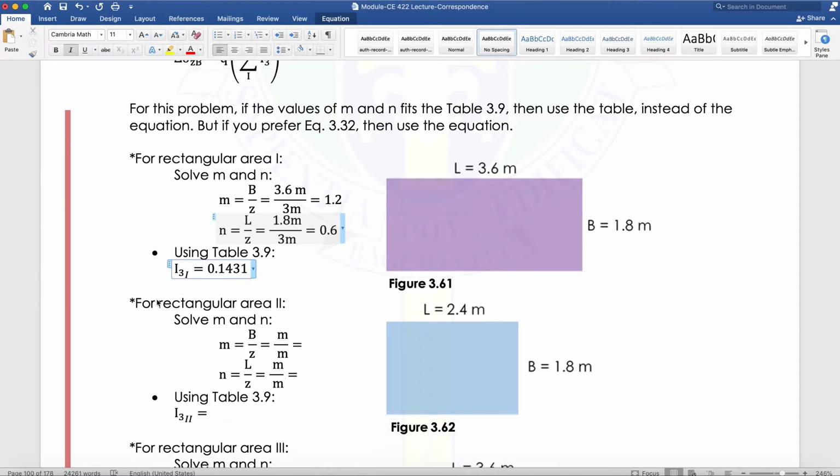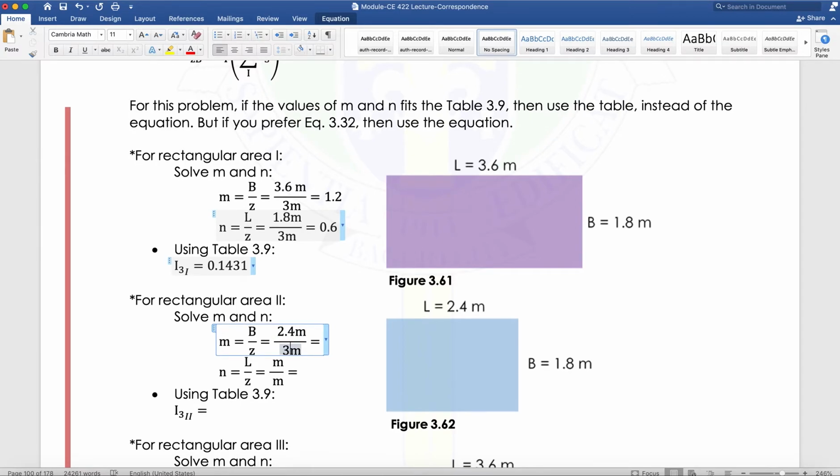Okay. Next, for the rectangular area of number 2, we have 2.4 for b over z divided by 3. So, follow along with me on the calculator. Alpha x divided by 3. Calculate. We have alpha x here is 2.4. So, that is 0.8. Next, we have L over, the other way around. Anyways, it's the same.